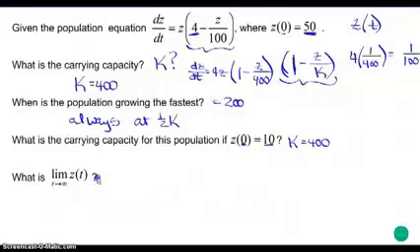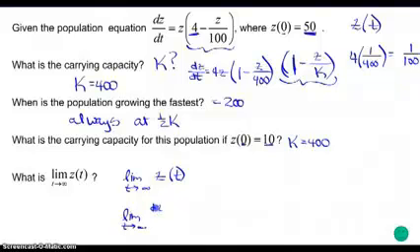So what is the limit as t approaches infinity of the actual population function? Now, this is saying something. This is not saying what is the limit as t approaches infinity of the rate of change of the population. That's a completely different question. So now we're talking about the population itself.